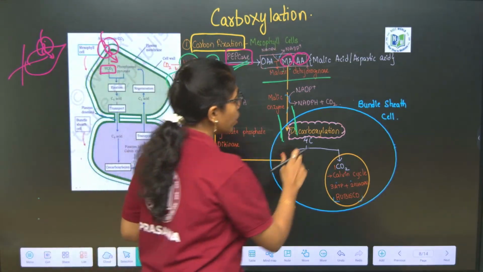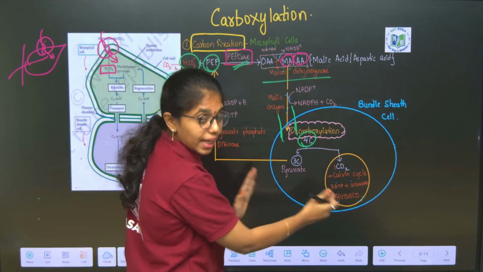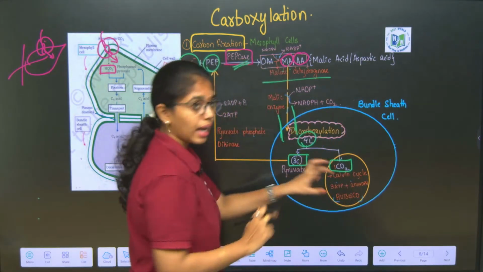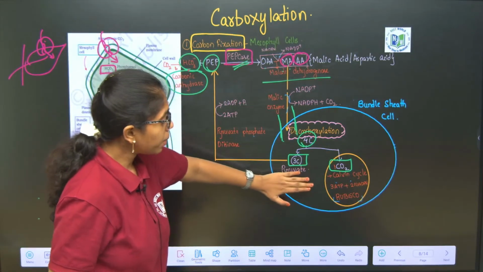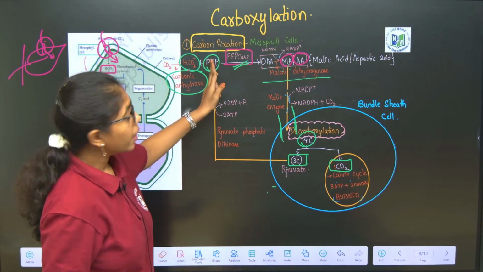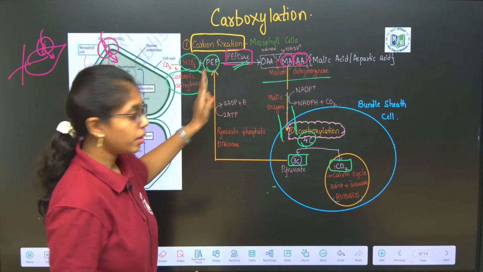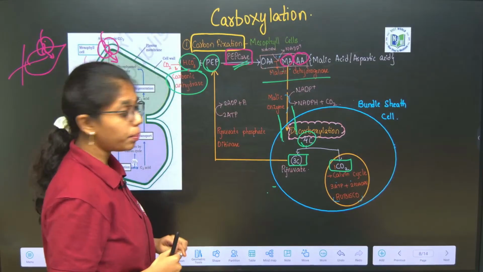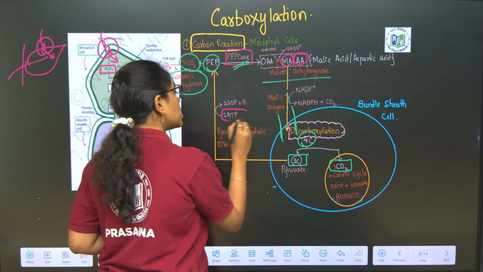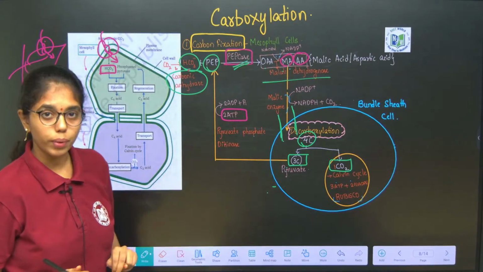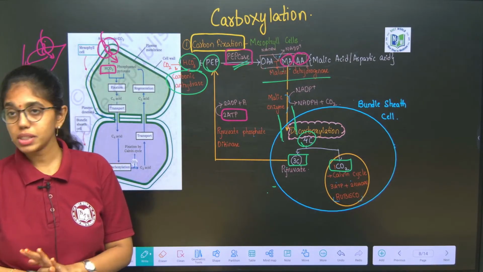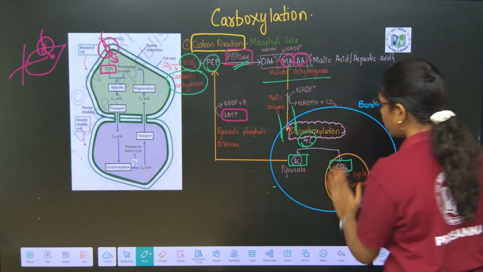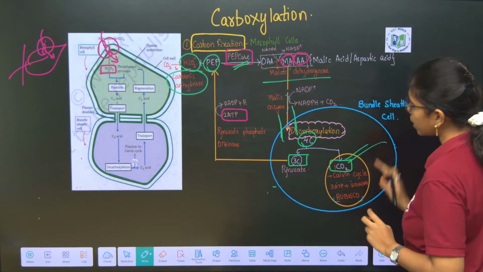This 4-carbon compound will be decarboxylated to 3-carbon pyruvate and 1 carbon dioxide. This 3-carbon pyruvate will be regenerated to PEP, that is phosphoenol pyruvate, in the bundle sheath cells. For this regeneration step, it is utilizing 2 ATP. How much ATP? 2 ATP. Whereas that 1 carbon dioxide which is present in the bundle sheath cells, this will be conducting what cycle?